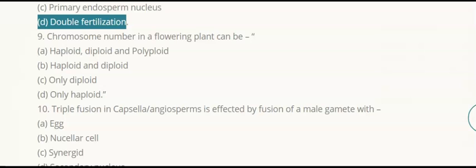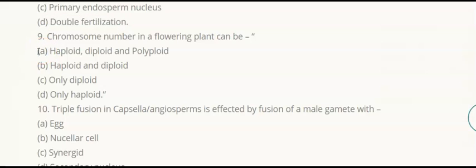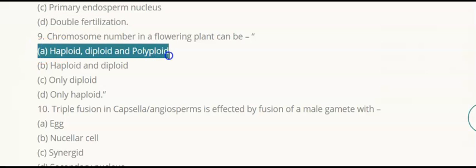We move to question number 9. Chromosome number in a flowering plant can be haploid, diploid and polyploid. It can be haploid and diploid. It can be only diploid or it can be only haploid. So we go with option A because haploid, diploid.